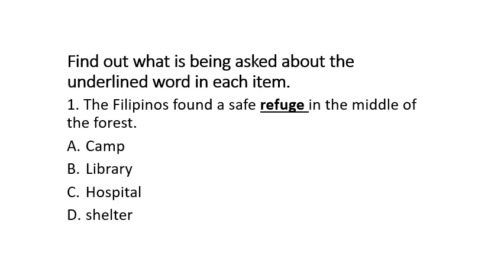Letter A, camp. A camp is a temporary living place, often outdoors, but it doesn't necessarily imply protection from danger. How about the library? A library is a place for books, of course, and learning, not a place for safety. How about the hospital? A hospital is a place for medical treatment, not a place to seek refuge from danger. So therefore, the most accurate answer is shelter, as it directly relates to the idea of protection and safety.